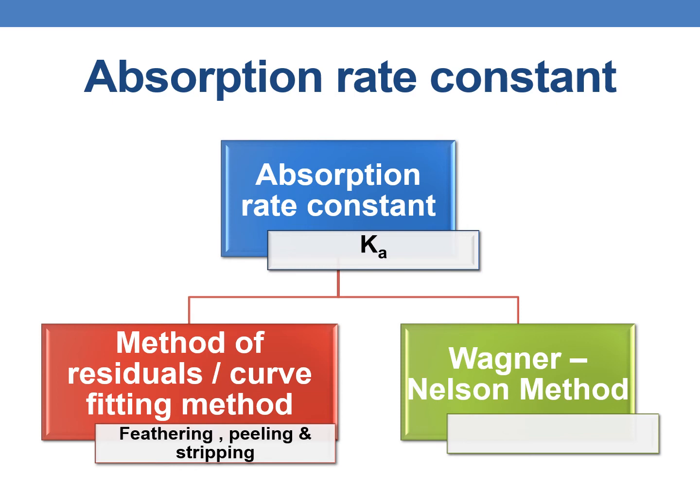Now coming to absorption rate constant. As we have discussed earlier, the absorption rate constant is determined by two methods. The first method is the method of residuals, or it is also called the curve fitting method. The technique is also termed feathering, peeling and stripping technique. So these are all synonyms: method of residuals, curve fitting method, or feathering, peeling and stripping. Everything comes to the method of residuals. And the next method is the Wagner-Nelson method.